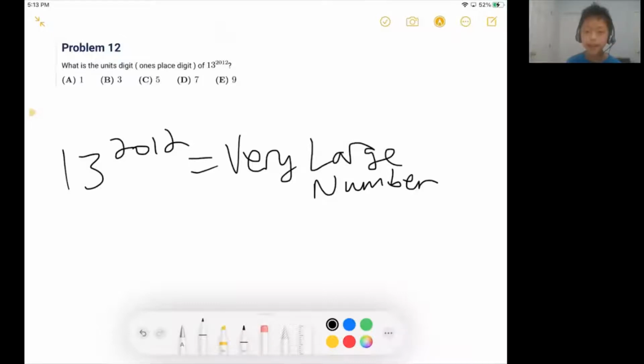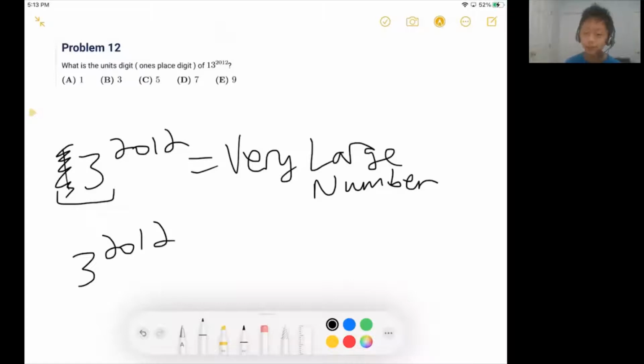So the idea is, we can look at the number 13, and we notice that's a 2-digit number, but we only care about the ones place, right? So we can disregard this 13 and instead replace it with 3 to the 2012. We can pretend this 1 doesn't exist, and the reason is because we only care about the units digit.